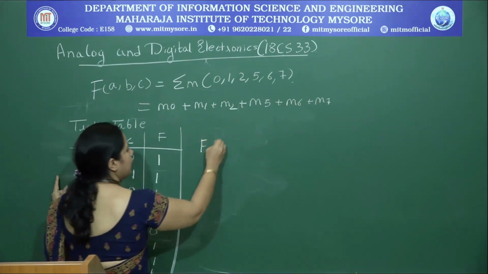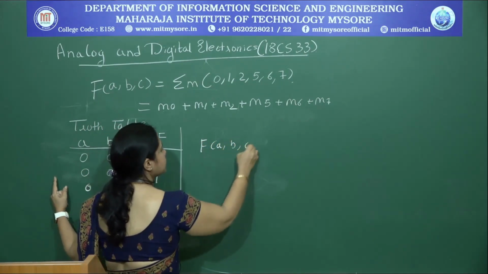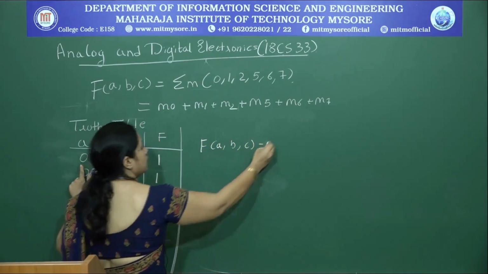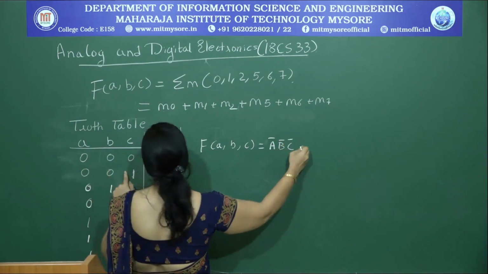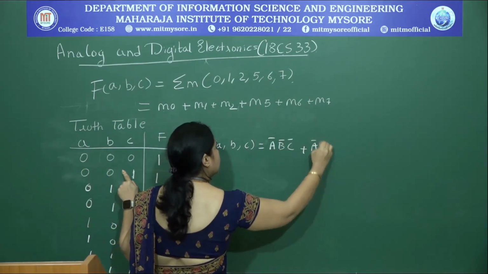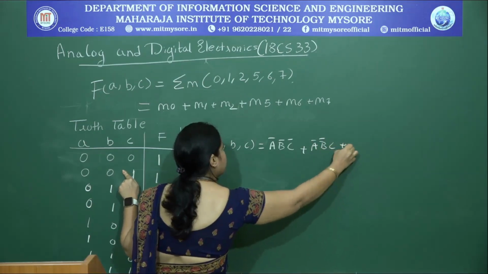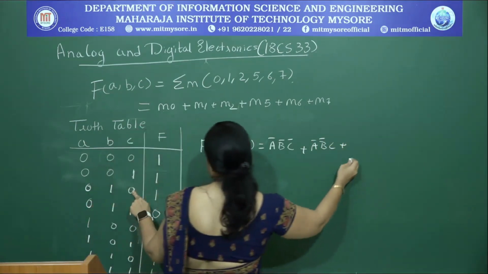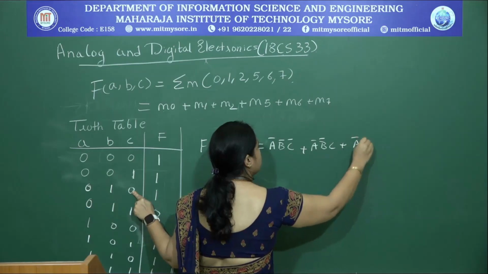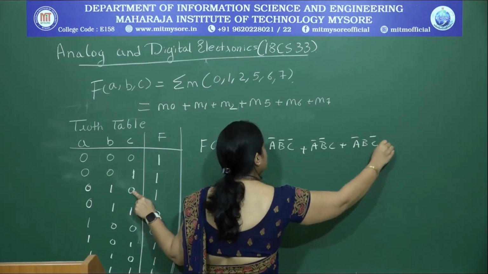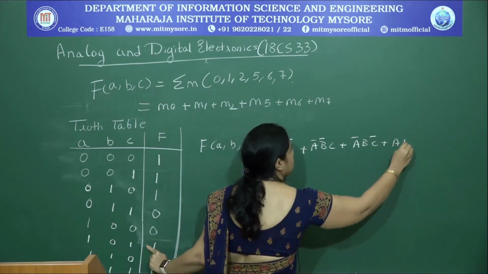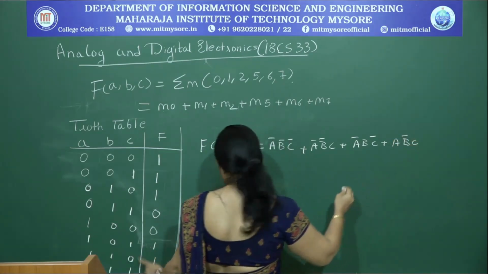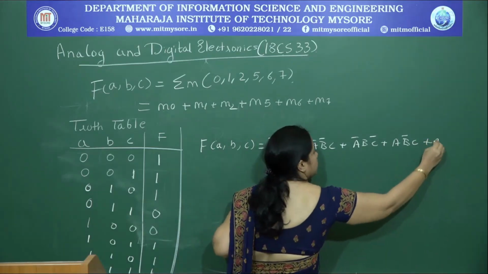So, here f of A, B, C, I can write it as A bar B bar C bar plus A bar B bar C plus A bar B C bar plus A B bar C and A B C.